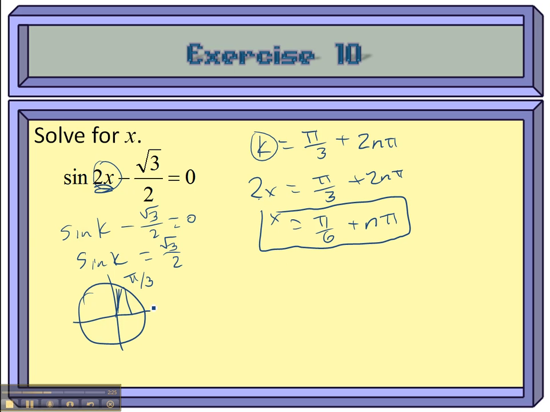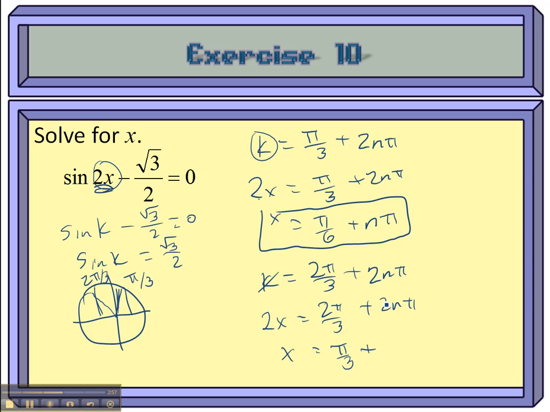Do the same thing. Sine is also equal to root 3 over 2 over in quadrant 2, that's 2 pi over 3. So k equals 2 pi over 3 plus the period, but not really k, it's 2x. To get rid of the 2, divide, just like we did before. On the first term, the 2 will cancel out on the top and just leave pi over 3. And then on the period, the 2 will cancel again, leaving n pi. There's the other set of answers.